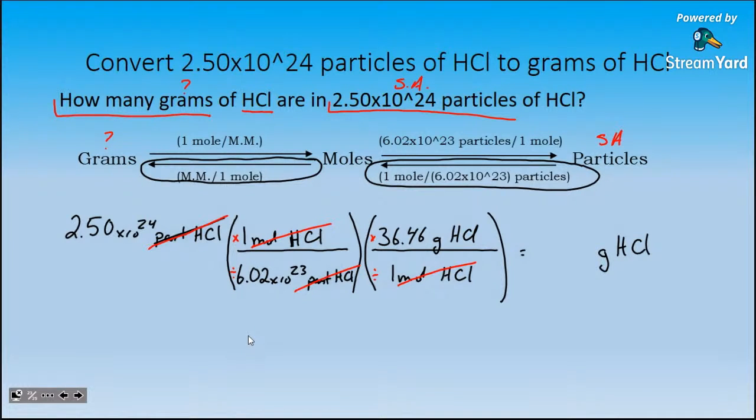So in doing so, in my calculator, again, you're either going to want to put these values that are written in scientific notation inside of parentheses or use the E button. So 2.50 E24 divided by 6.02 E23 multiply by 36.46, and I don't worry about the multiplying or dividing by 1, and then hit enter, and I get an answer of 151.4, or to just 3 significant digits, 151 grams of HCl.